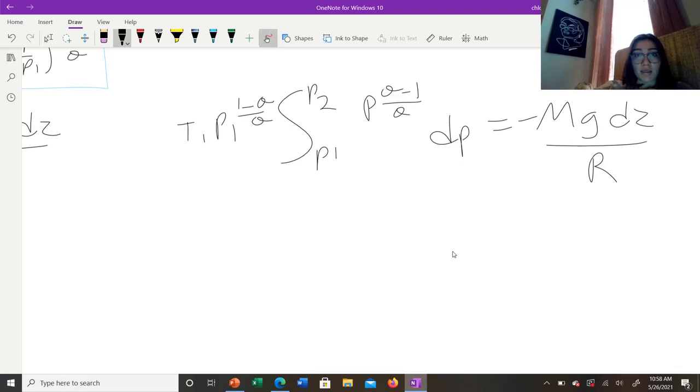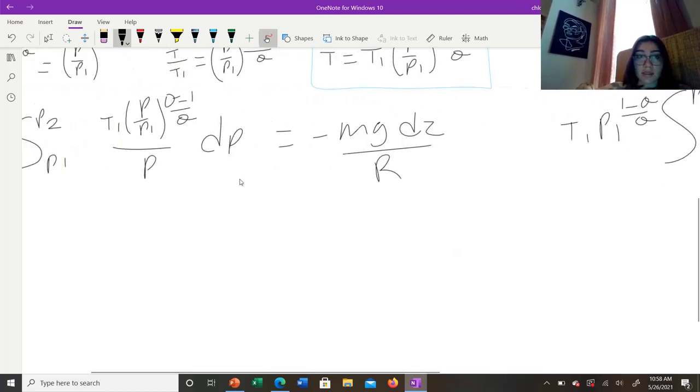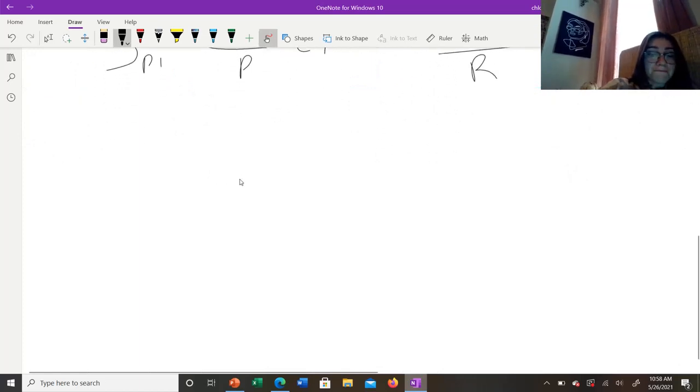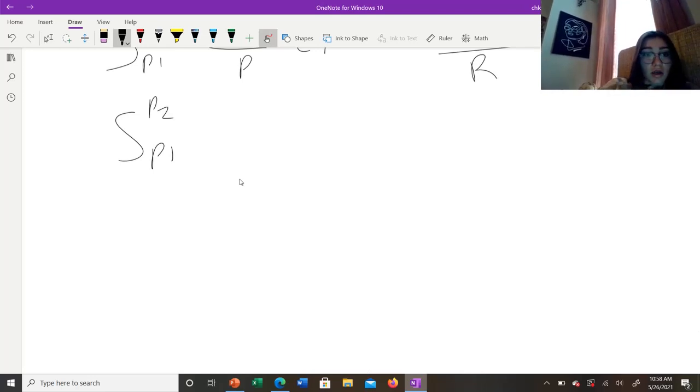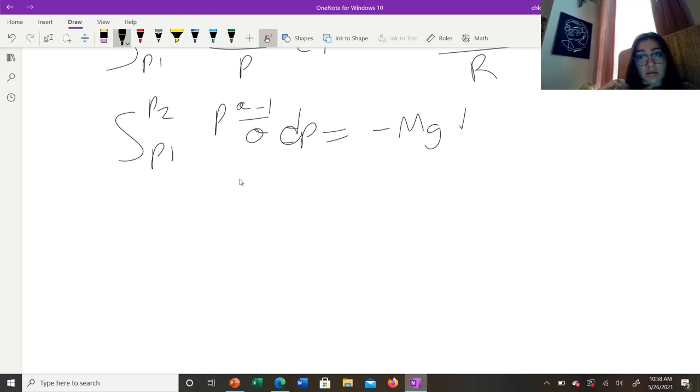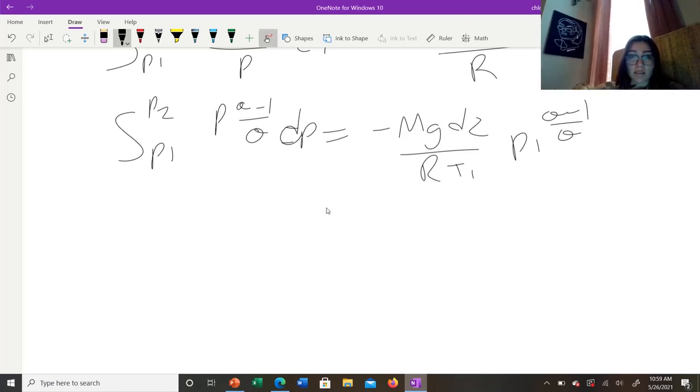So we're going to go ahead and put all the constants together on one side and then the integral on the left. So we're going to move the T's and the P1s over to the right side. So let's go do that over here. We're just going to have the integral from P1 to P2. Nothing's changing over here, of P to the gamma minus 1 over gamma dP, equals negative mg delta z over r T1 P1 to the gamma minus 1 over gamma. And again, the power changes because of the multiplying and dividing across.